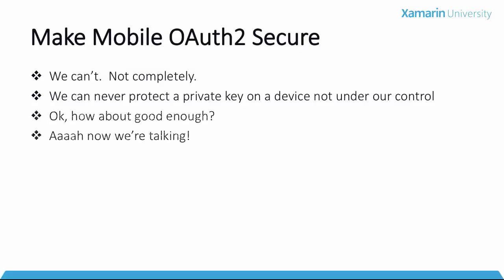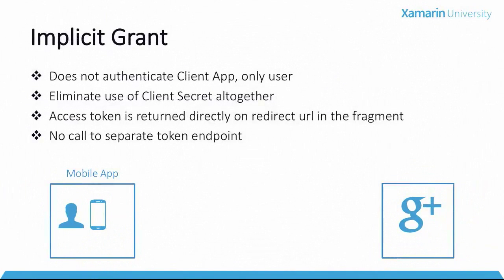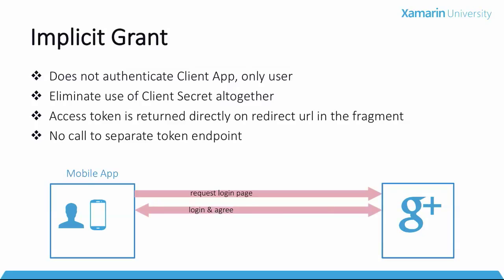So, all right, how about good enough? Well, we can look at good enough. We get good enough typically by going for the implicit grant type. And so the implicit grant type, we still start out the same way. We request the Google login page. We include our client ID and our requested scopes, and the user still logs in and consents to those permissions that we requested.